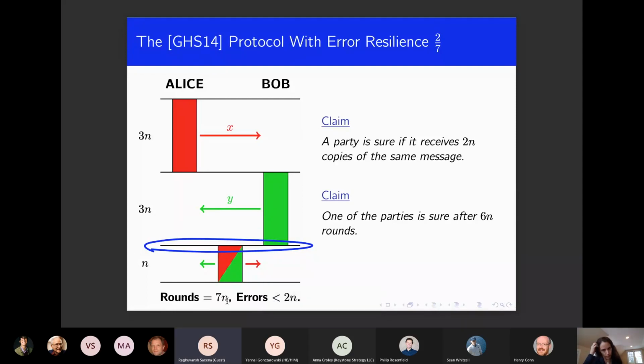So the easy case is when both the parties are sure. In this case, both the parties will be speaking. There will be a collision, but it doesn't really matter because they're already sure. There's no way a sure party can be unsure of something.